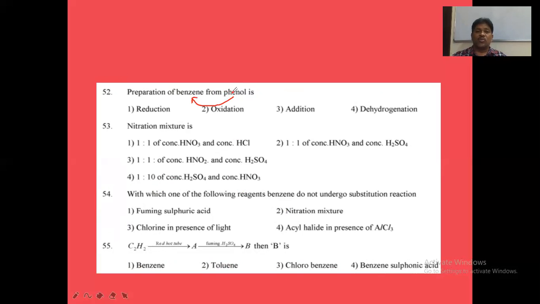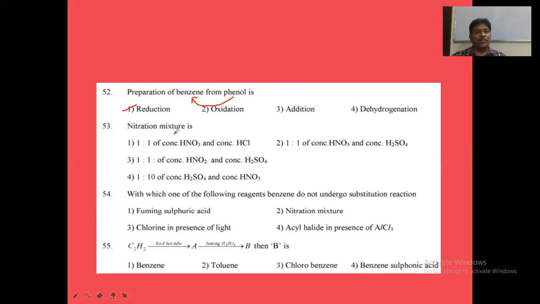Electronegative atom oxygen is removed from this phenol to give benzene. Therefore, which type of reaction is it? Reduction reaction, we have to say. Next, the nitration mixture. Nitration mixture means what we discussed earlier: the mixture of which two acids? Concentrated HNO3 and concentrated H2SO4.